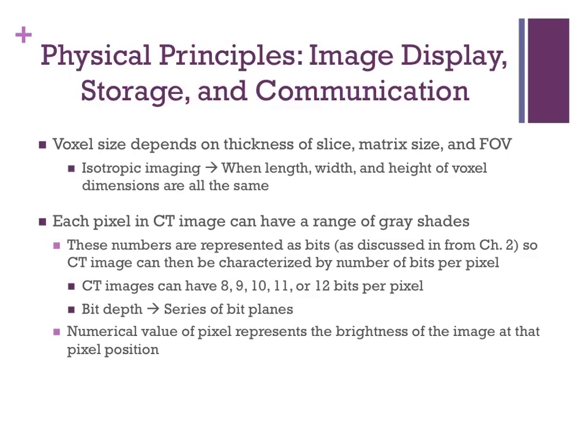Bit depth is the series of bit planes, and the numerical value of the pixel represents the brightness of the image at the pixel position. For example, a 12 bits per pixel CT image would represent CT numbers ranging from -1000 to 3095 for a total of 4096, or 2 to the 12th power, shades of gray.